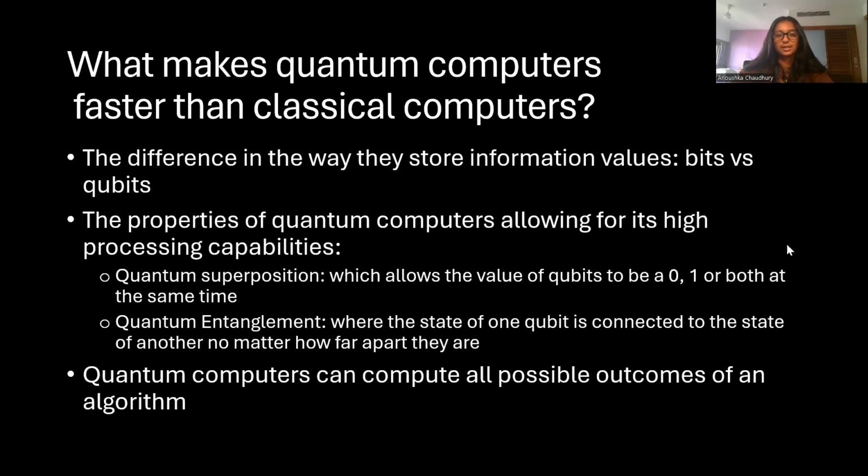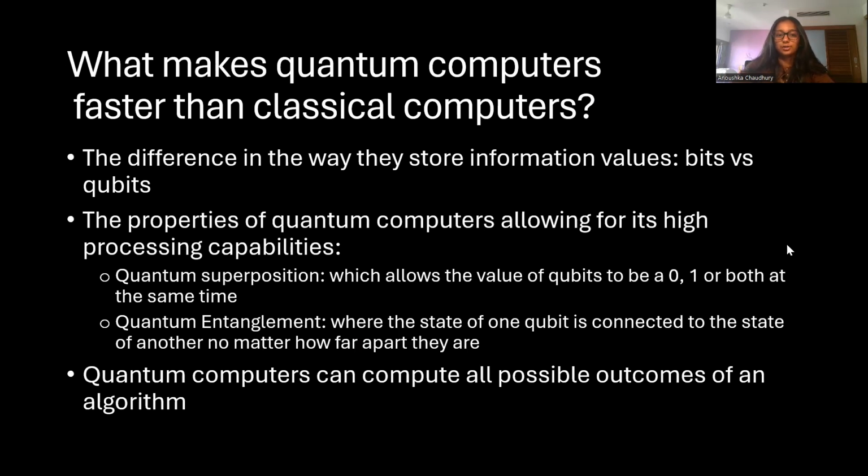Basically, how computers work is each piece of information undergoes algorithmic change as it gets processed. This processing changes the value of bits, which is information stored in classical computers in the form of zeros and ones. Quantum computers, however, utilize quantum superposition, which allows the value of qubits, which are quantum bits, to have a value of 0, 1, or both at the same time.